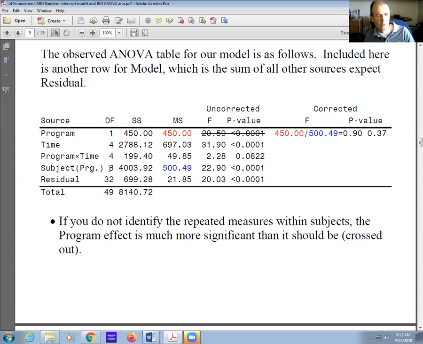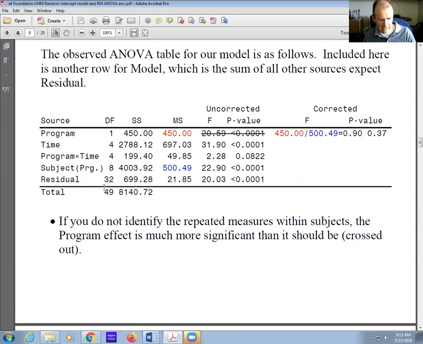Where does that come from? Well, we have 10 subjects, and there's 5 subjects per group. So you think of in one group, there's 4 degrees of freedom, and then in the other, there's 4. So there's 8 degrees of freedom. It's pretty intuitive that we have 8 degrees of freedom there. So it makes sense that for the test for program, the denominator degrees of freedom would be 8, okay?